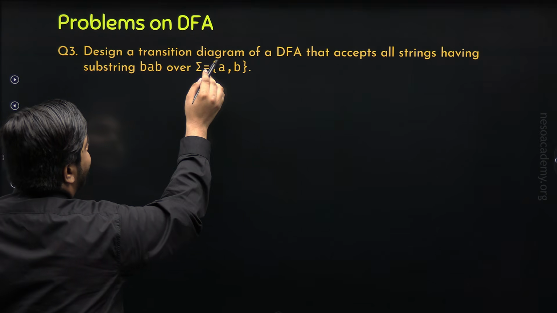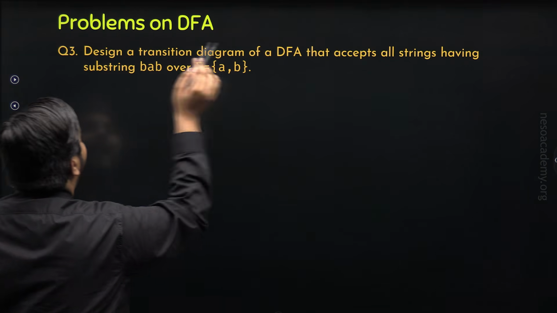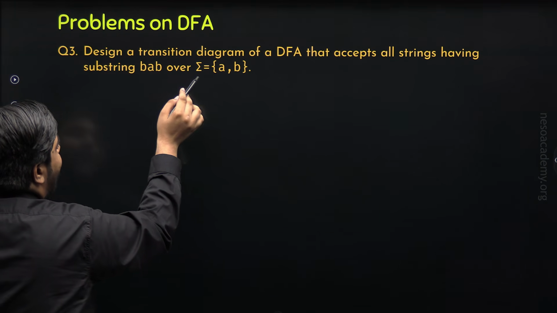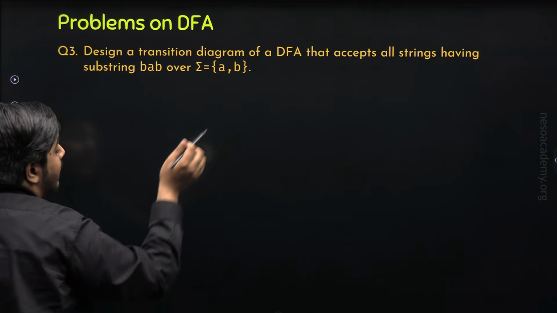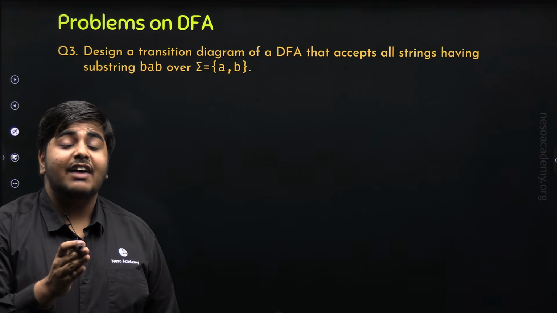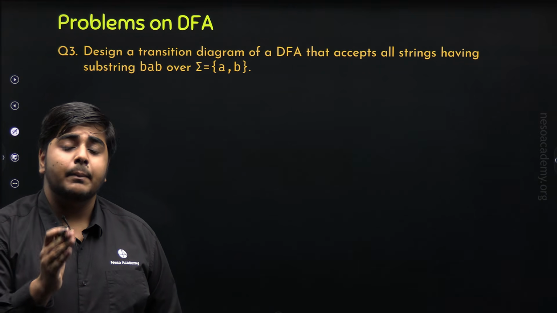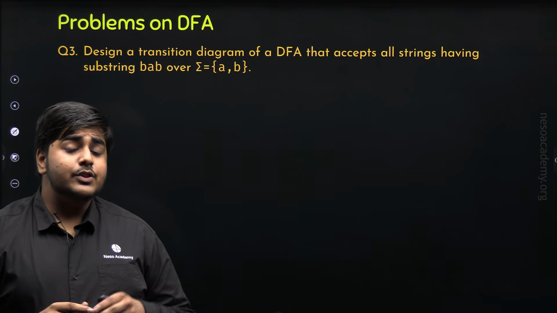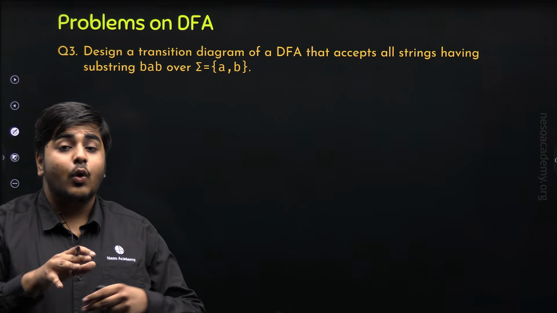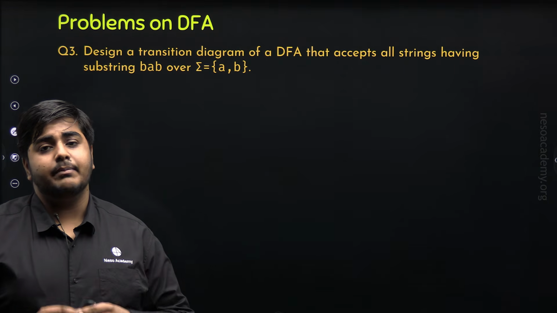Design a transition diagram of a DFA that accepts all strings having substring BAB over the alphabet A, B. That means our DFA should accept all the strings having BAB and should reject the strings which do not have BAB. So what comes before BAB and what comes after BAB doesn't matter. Your string should contain BAB.